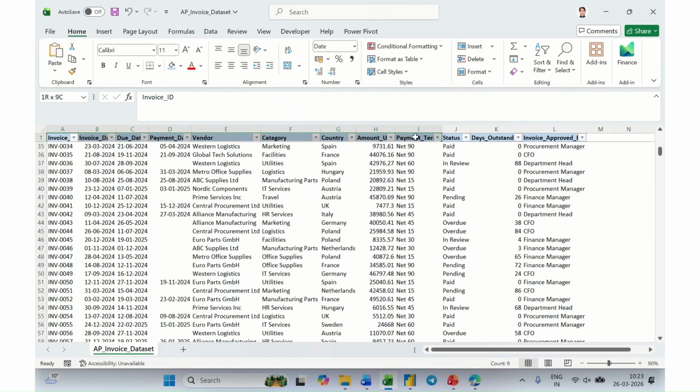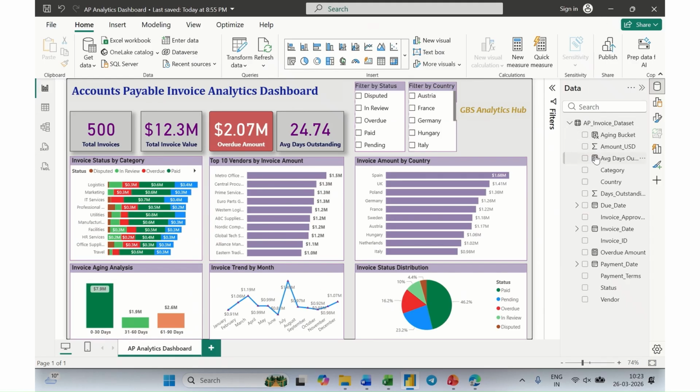This is exactly the kind of dataset that exists in every ERP system, SAP, Oracle, or any finance platform. The difference is that most organizations leave this data sitting in spreadsheets. What we have done here is connect it directly to Power BI and transform it into actionable intelligence. The dashboard opens with 4 key performance indicators at the top, giving any finance leader instant situational awareness before they look at a single chart.